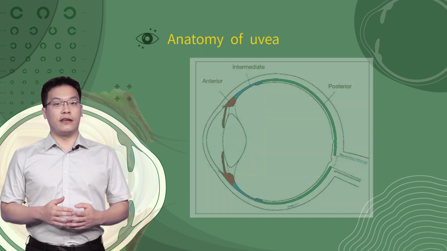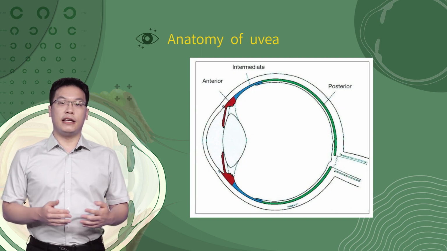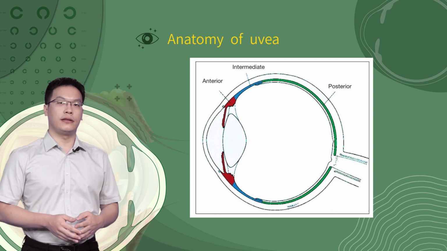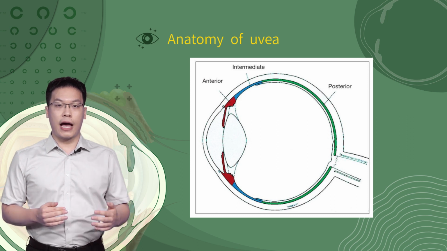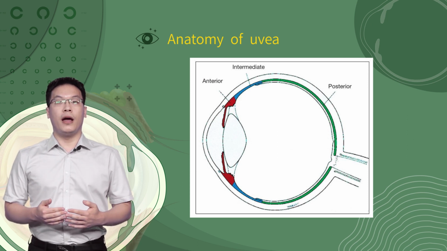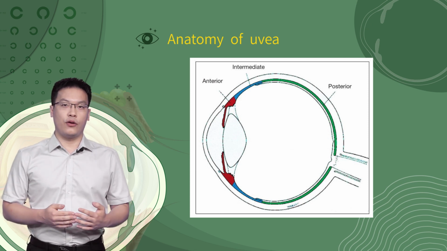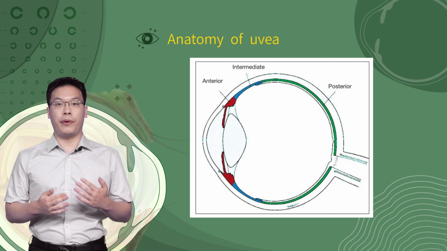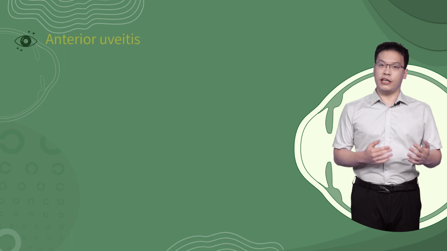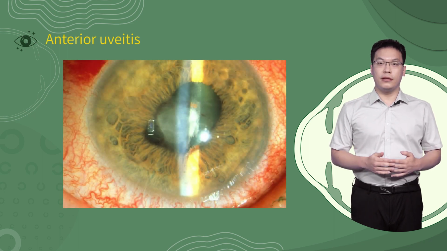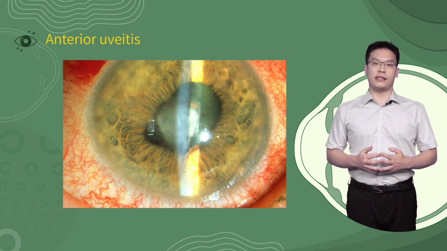The uvea is the vascular layer of the eye and comprises the iris, ciliary body, and the choroid. Anterior uveitis may be subdivided into iritis, in which the inflammation primarily involves the iris, and iridocyclitis, where both the iris and the pars plicata of the ciliary body are affected. Anterior uveitis is the most common, followed by posterior, intermediate, and panuveitis.